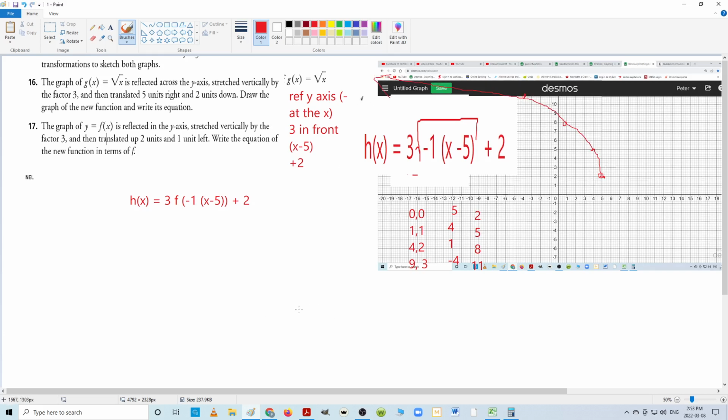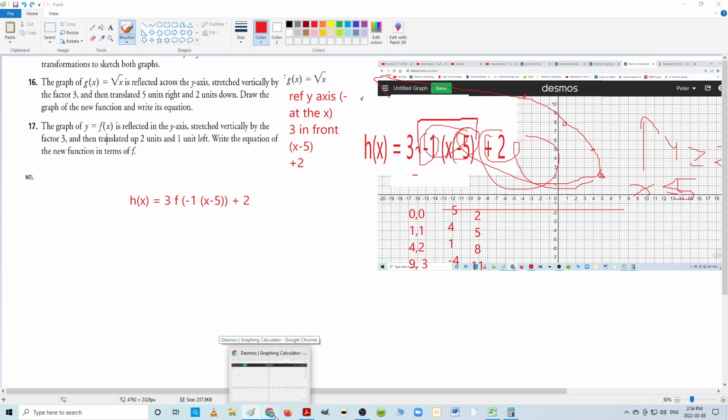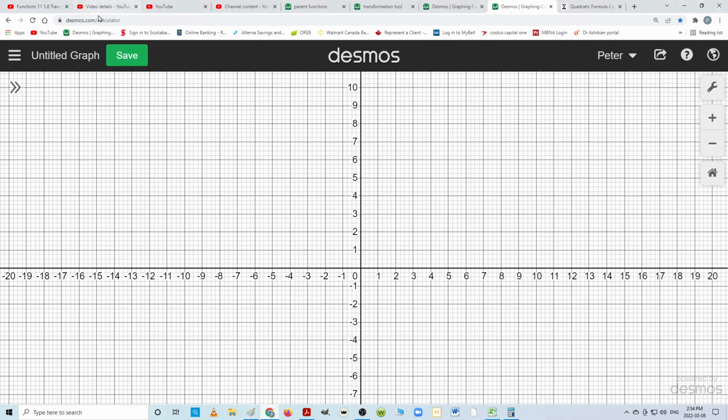There we go. So notice that the vertex has indeed moved 5 to the right and 2 up, which means the range is y is bigger or equal to this, 2. And the domain is x is smaller or equal to the positive of that, 5, because of this reflection. It goes that way. So let's see if that's true in the graph. Minus 1, minus 3, minus 1, minus 5, plus 2.